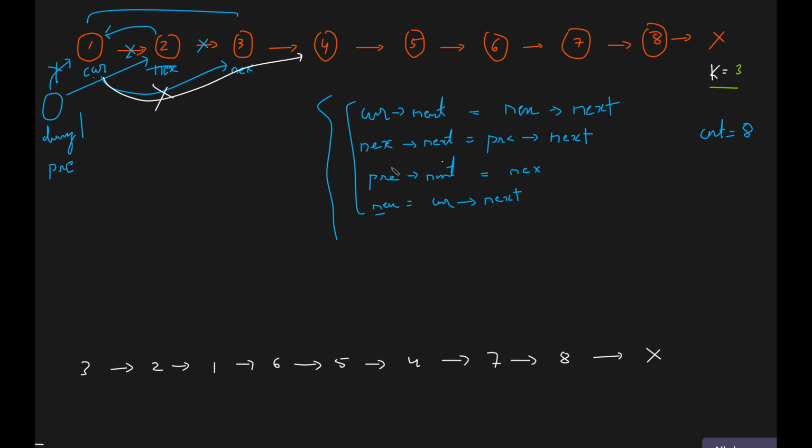After this, next's next was pointing to 4, and you know 3 has to point to 2. So you just break it down and point it to 2. So let's cross this off.